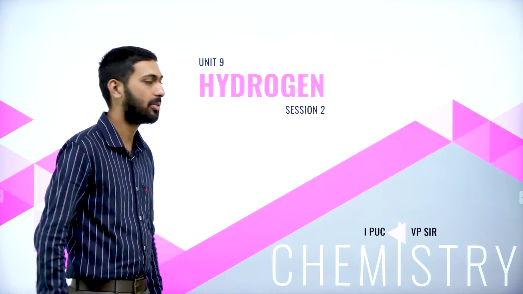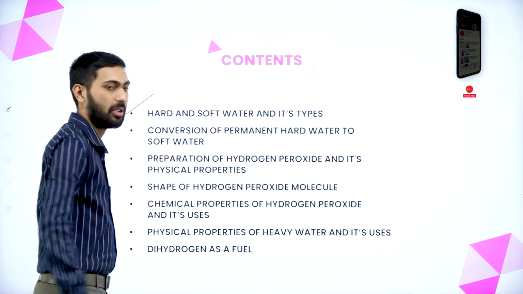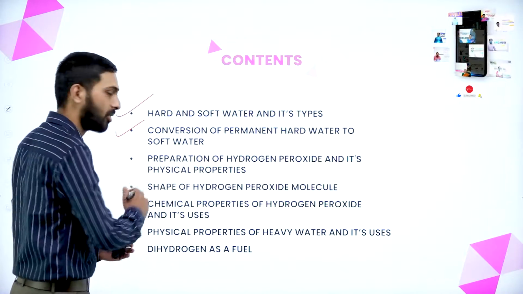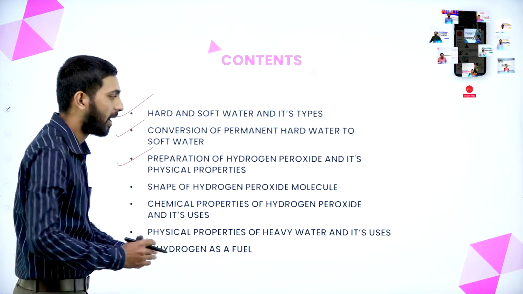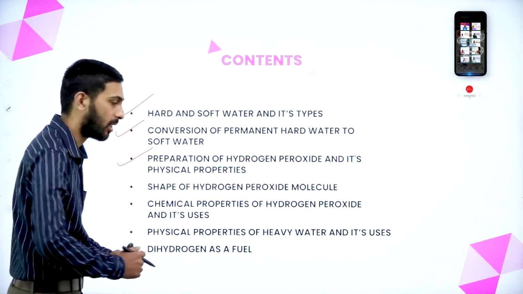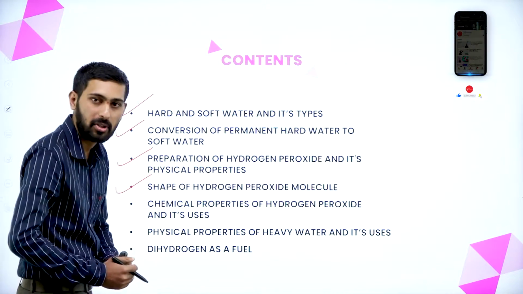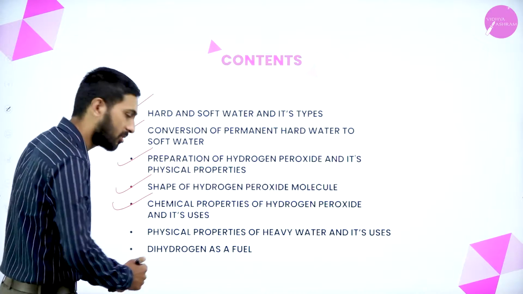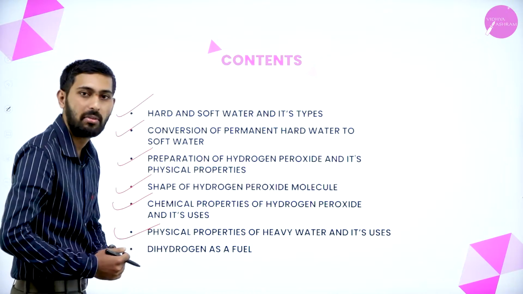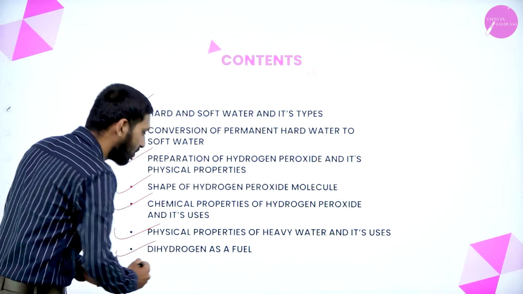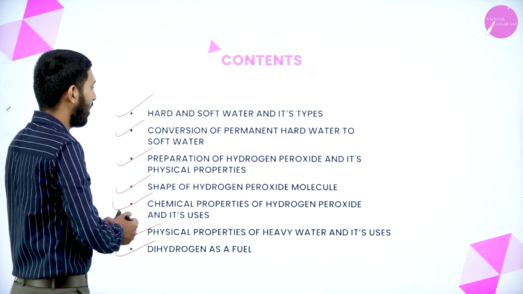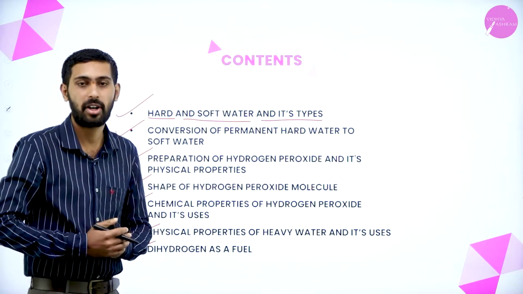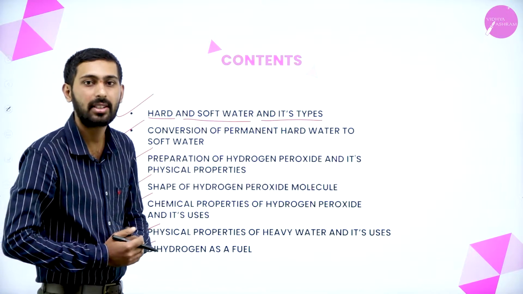Let us study today hard and soft water and its types, conversion of permanent hard water to soft water, preparation of hydrogen peroxide and its physical properties, shape of hydrogen peroxide molecule, chemical properties of hydrogen peroxide and its uses, physical properties of heavy water and its uses, dihydrogen as a fuel. Now let us study hard and soft water and its types. Different types of hard waters are present, so let us study which and all its types.